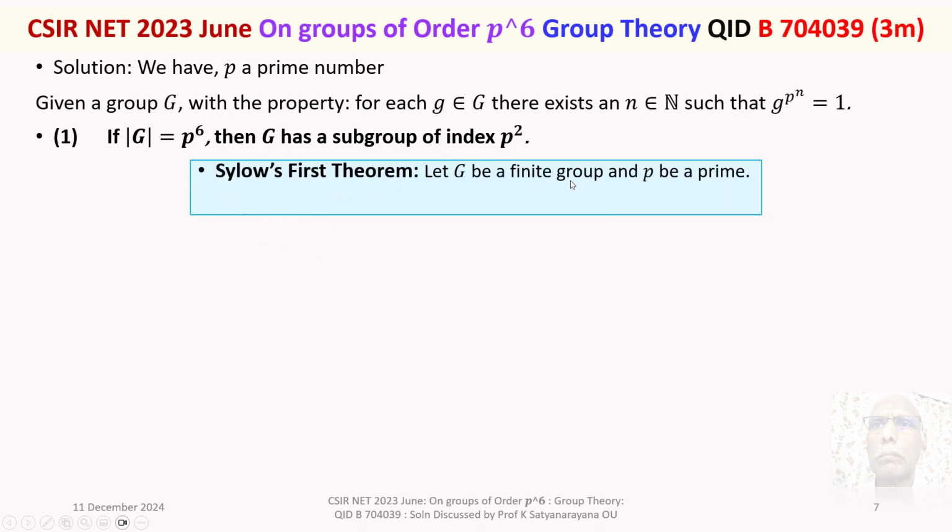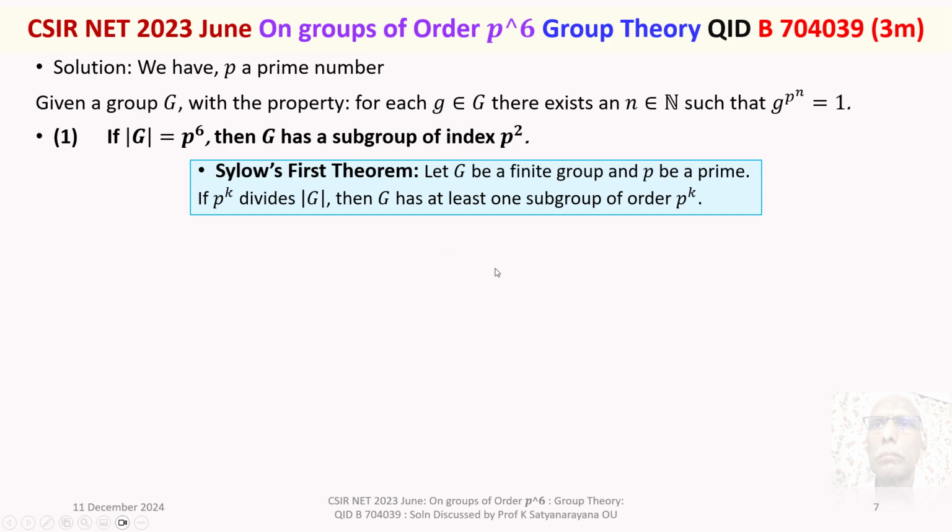Let G be a finite group, P a prime number. If P to the power of K divides the order of G, then G has at least one subgroup of order P to the power of K. Right. The order of G is P to the power of 6. Now P power 4 divides P to the power of 6, so by Sylow's first theorem G has a subgroup, let's call it H, of order P power 4.